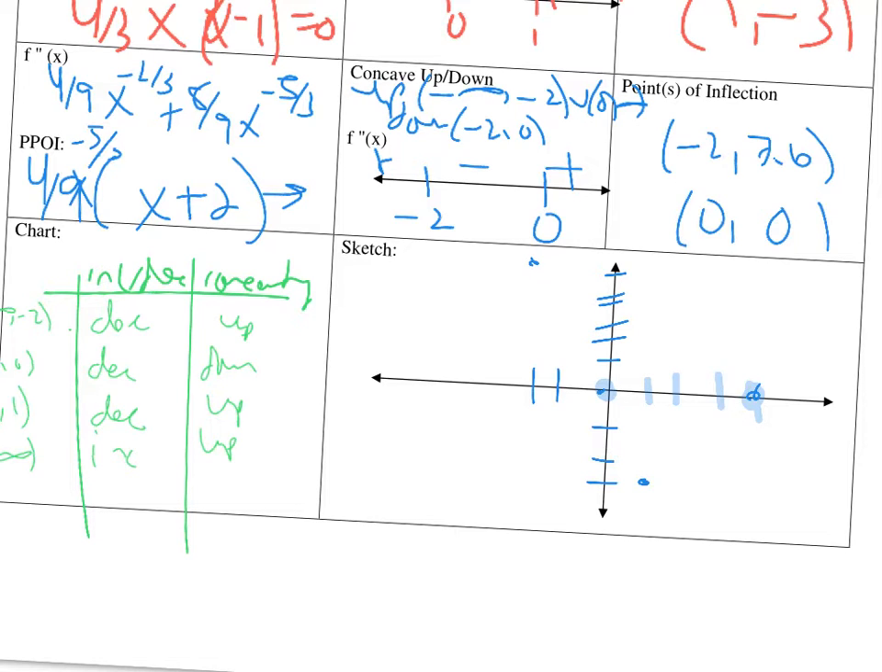So if we're decreasing and we're concave up from the beginning, you're looking like that. Okay, then we're decreasing and we're concave down. So that's why that point was a point of inflection. Then we're decreasing and concave up, so again, point of inflection, increasing and up, and it goes through that point. So your graph looks a little weird, but that's what it ends up looking like.